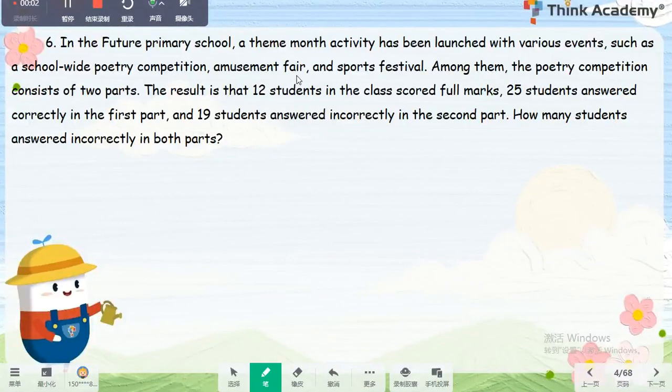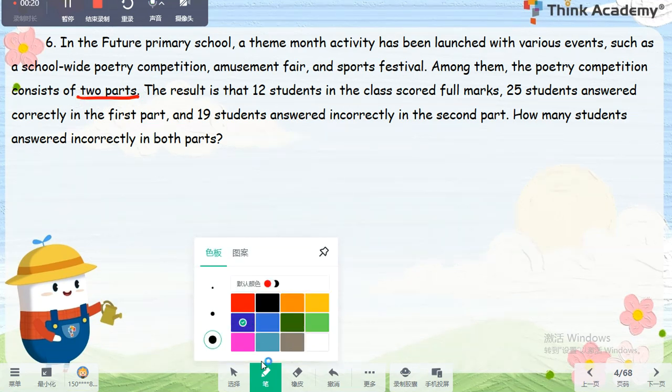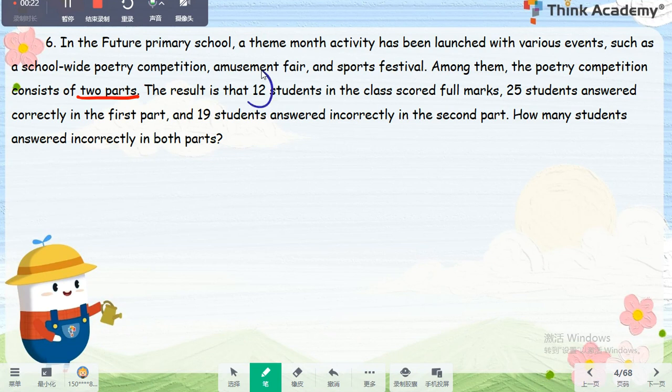In the future primary school, a theme math activity has been launched with various events, such as a school-wide poetry competition, amusement fair, and sports festival. Among them, the poetry competition consists of two parts. The result is that 12 students in the class scored full marks. 25 students answered correctly in the first part, and 19 students answered incorrectly in the second part. How many students answered incorrectly in both parts?